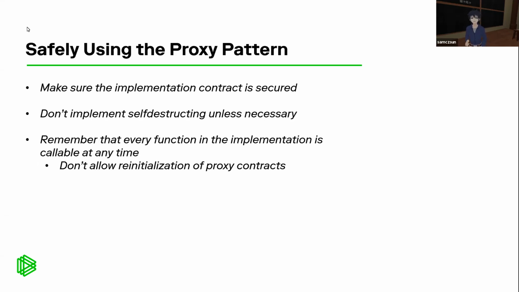So through these two incidents, Parity paid a lot of money to teach us some very important lessons about how to use the proxy pattern. For example, always making sure that the implementation contract is secured, never implementing self-destruct unless it's absolutely necessary. And even then, are you really sure about that? And of course, from the first incident, remembering that every function in the implementation is callable at any time. And so, make sure that you've considered the implications of that. For example, don't allow reinitialization of your proxy contracts.